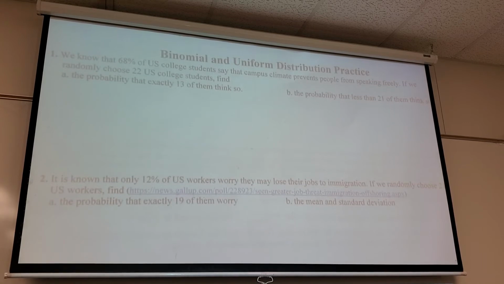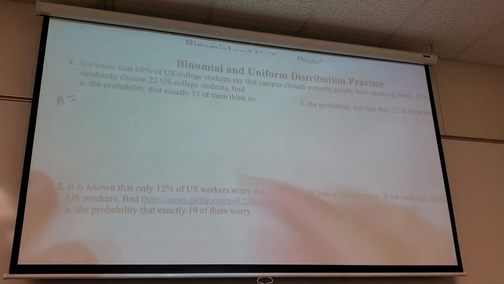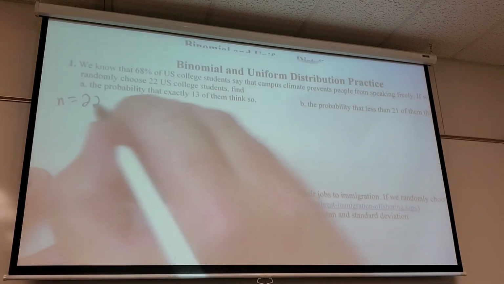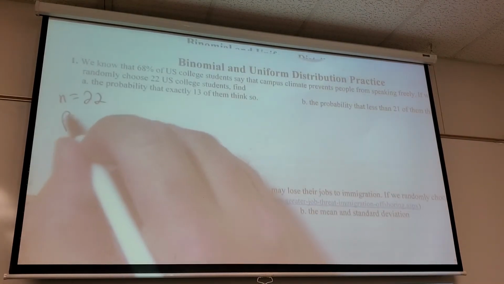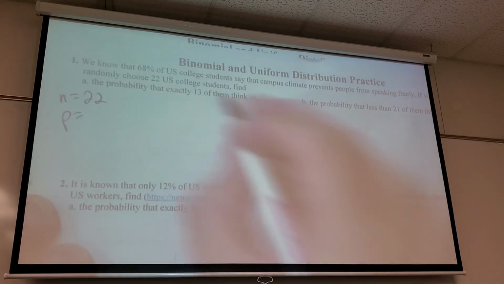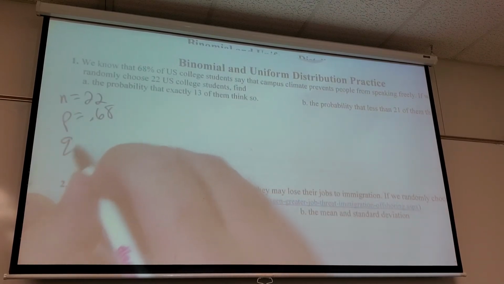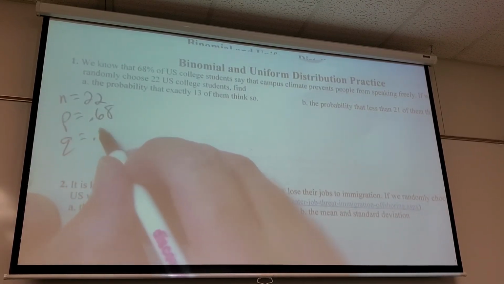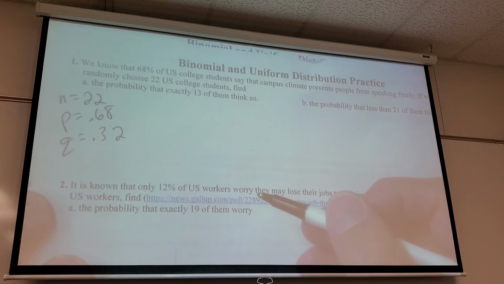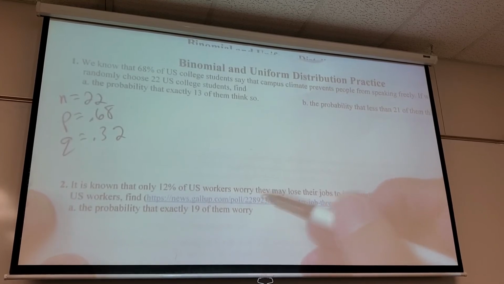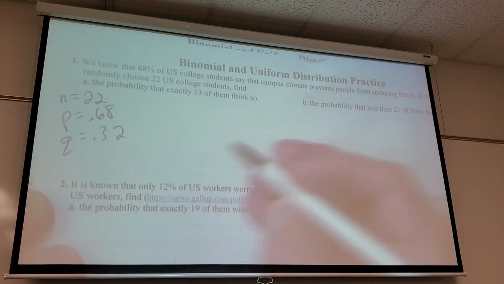Make sure everybody's on the right track. Somebody tell me what n is for this first problem. 22. I love it. We're working with 22 people. N always means the same thing. What's P going to be in this case? 0.68. So then what's Q got to be? 0.32. Where'd you get that from? 1 minus. So P and Q always have to add to be 1 because they're opposites of each other. Please make sure that they do add to be 1 when you do a problem, before you start doing stuff.